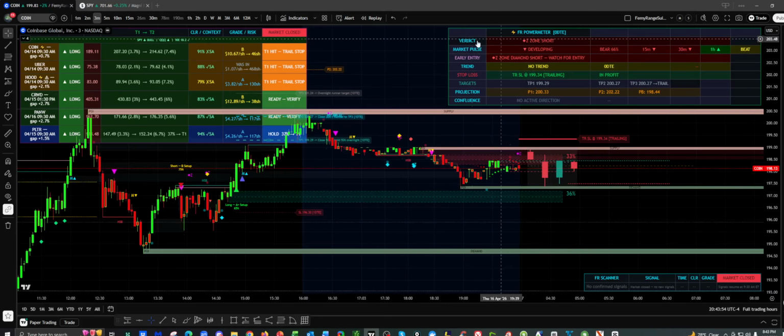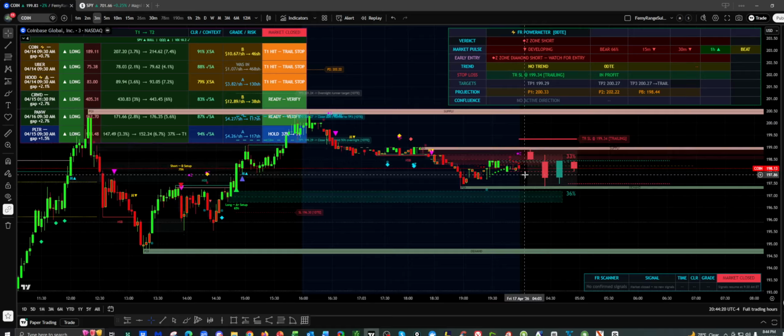So right now we get a Z zone short on this. It says the market pulse is developing to the downside. The bear is 66%, 15 minutes is down, 30 minutes is down, the 1 hour is still bullish. And you can see here, confluence, there is no active direction. Trend, there is no trend. So this means you don't take a trade. Yes, you get a signal, but you don't take a trade.